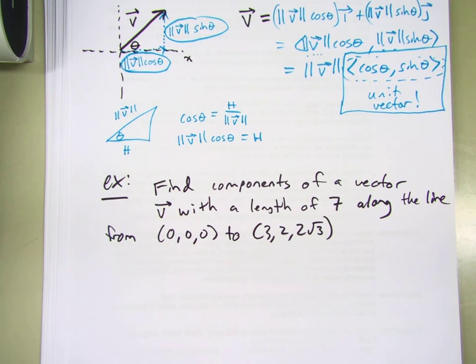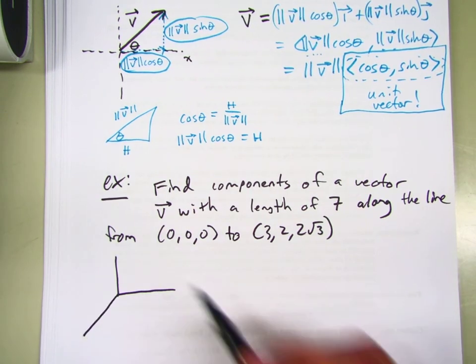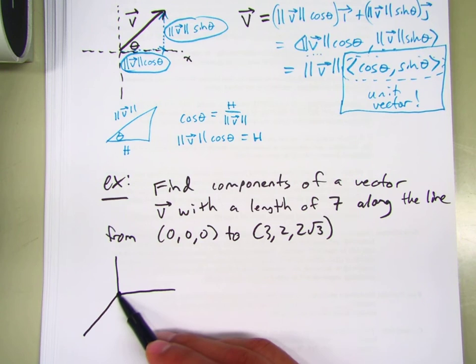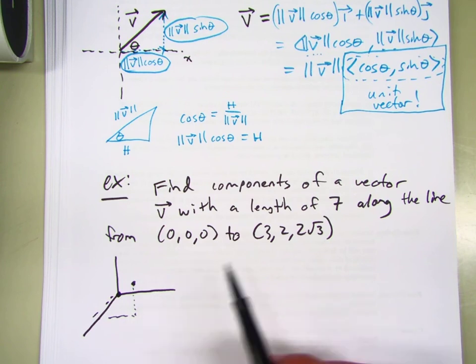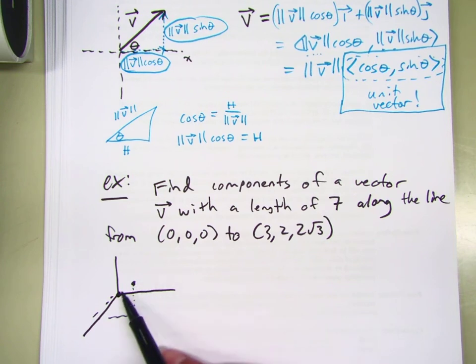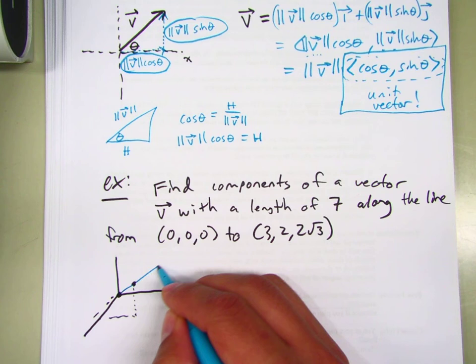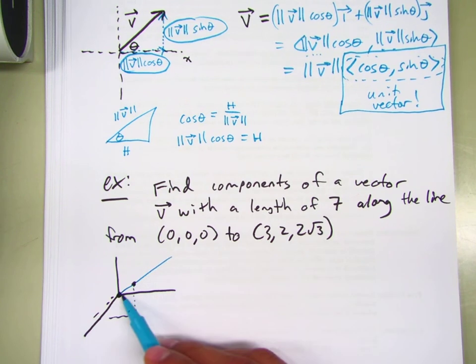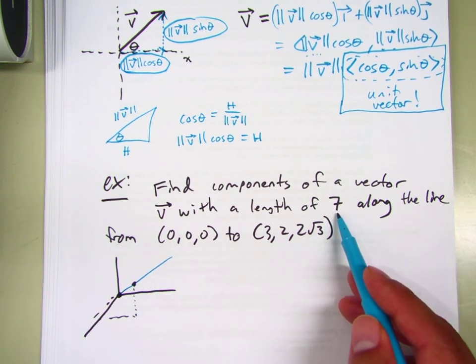Okay, so here we are starting at the origin. We're going out a little bit, right a little bit, and then up a little bit. And if we draw this line in there, we want to find a vector that's along this line, but that has a length of 7 units.